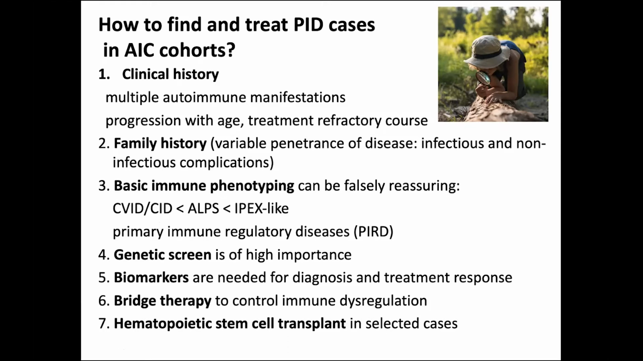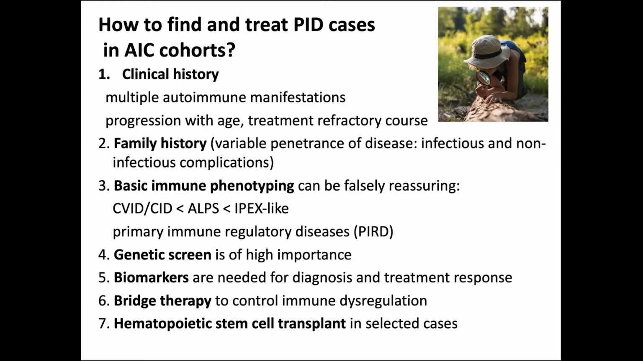However, those patients who have an immunodeficiency related to the apoptosis pathway, such as ALPS or IPEX disease, it's not uncommon that these patients may have a normal basic immune evaluation, and you have to go after very specific immune cell types to confirm the disease. And this also applies to many of the types of the primary immune regulatory disorders, or PIRDs.